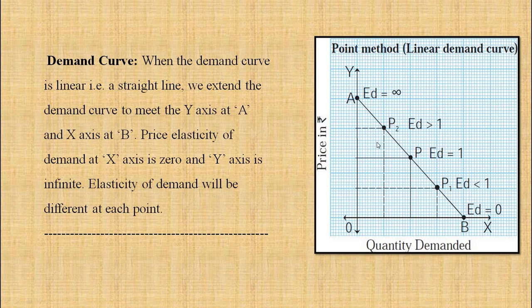Now, the point method, linear demand curve. When the demand curve is linear, that is a straight line, we extend the demand curve to meet the y-axis at A and the x-axis at B. Price elasticity of demand at the x-axis is 0 and at the y-axis is infinite. Elasticity of demand will be different at each point. Here it is showing that at this point elasticity of demand is equal to 1, here it is less than 1, and here it is greater than 1.